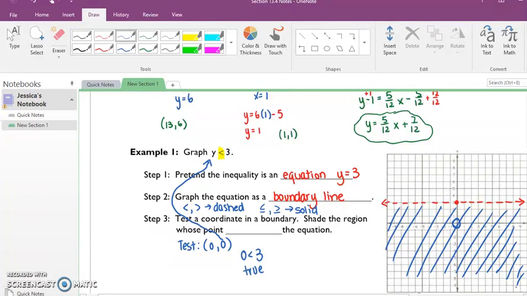If I went ahead and did this and it ended up being a false statement, then I would shade away from that point. So basically it's a 3-step process. You have to determine what your equation is going to look like. You're going to have to decide what type of boundary line it is, either dashed or solid, and then you're going to have to test a coordinate to determine which way you are going to actually shade.